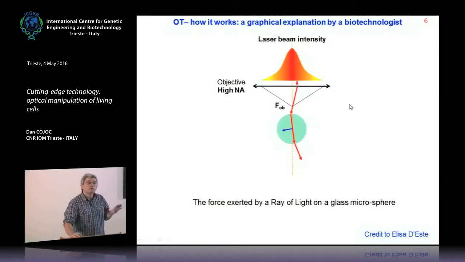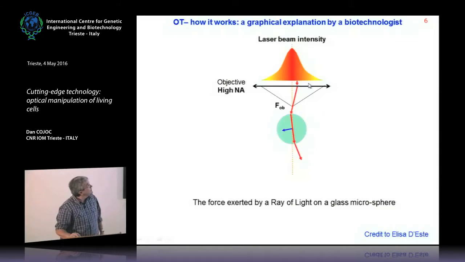Everyone knows what a high numerical aperture objective is. If not, we know that it is the angle, the high angle, this angle here. And in principle, if you have the same focal length, you need a large diameter of the objective to have a high numerical aperture objective. I will try to explain why we need a high numerical aperture to trap in 3D.